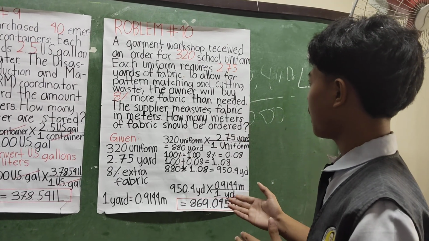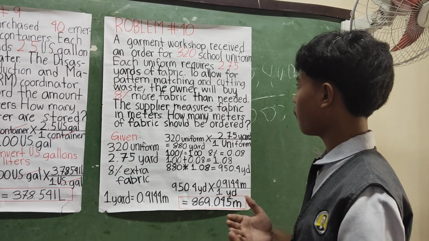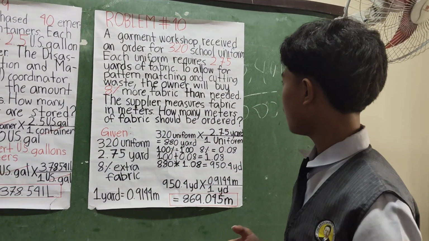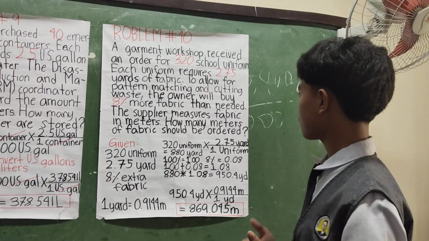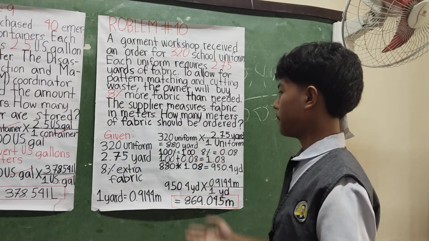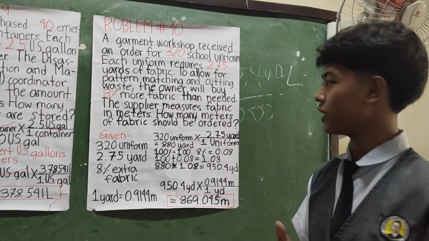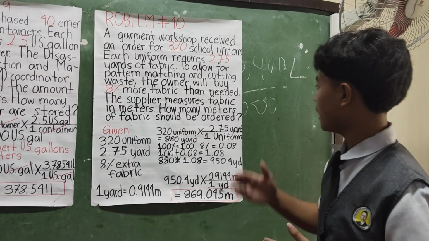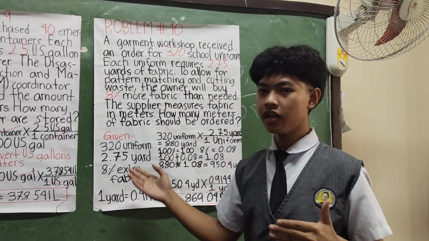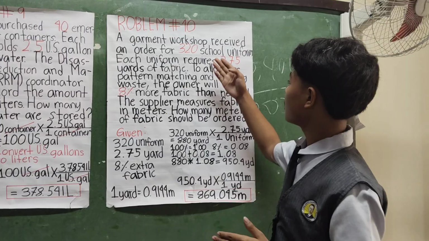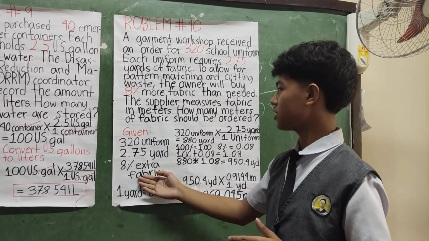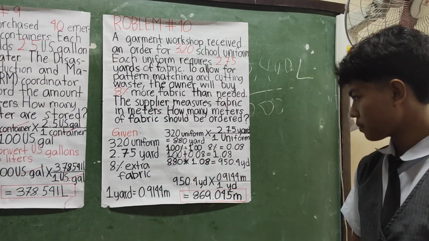This problem asks us to find how many meters of fabric should be ordered. However, the fabric requirement is given in yards, while the supplier measures the fabric in meters. We also need to add the 8% additional fabric the owner will buy. So here are the givens: 320 school uniforms, 2.75 yards, and 8% additional fabric.